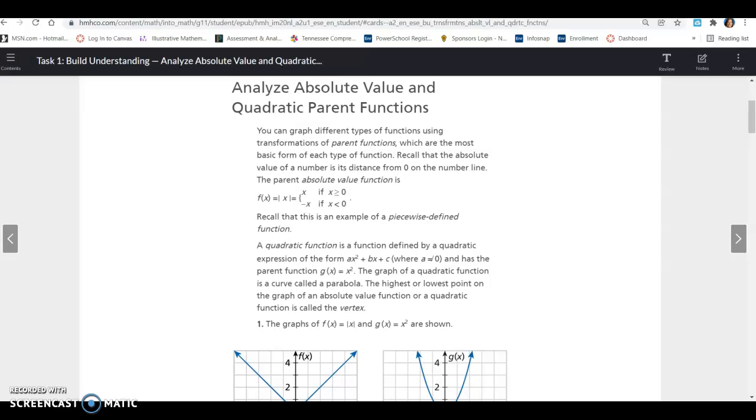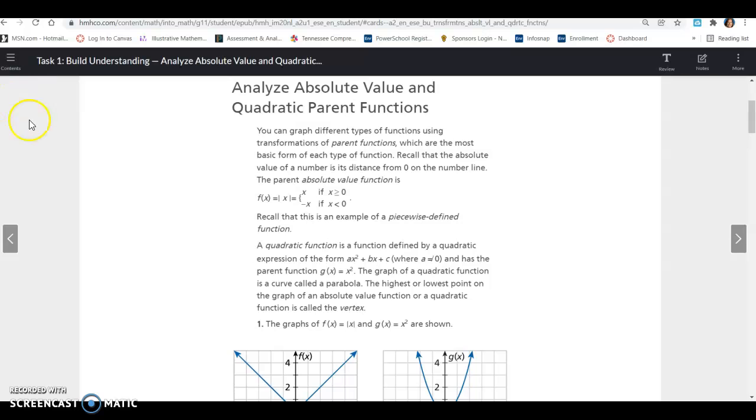You can graph different types of functions using transformations of parent functions, which are the most basic form of each type of function. Recall that the absolute value of a number is its distance from zero on the number line. The parent absolute value function is f of x equals the absolute value of x.